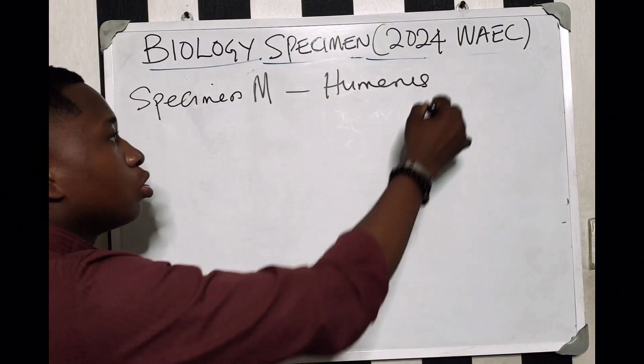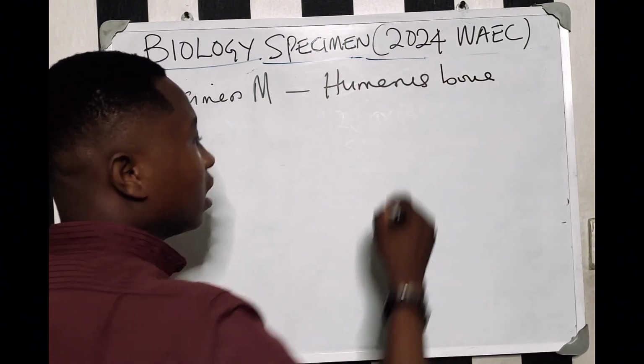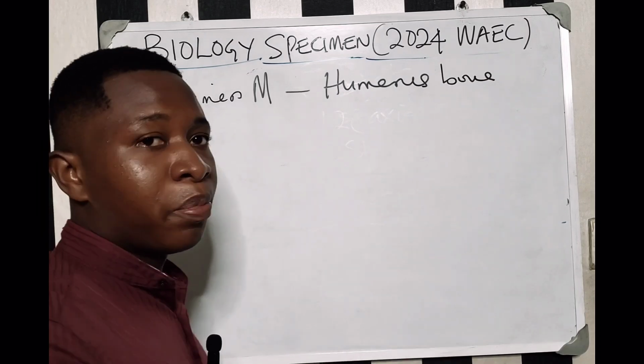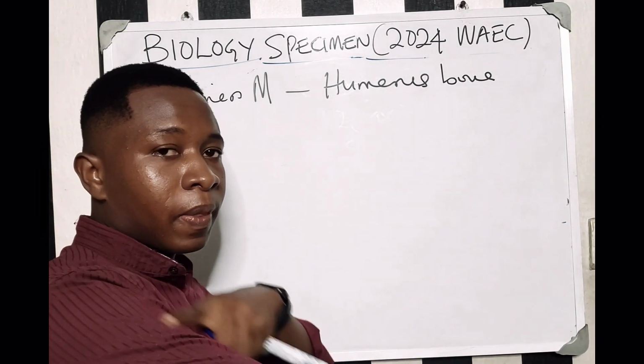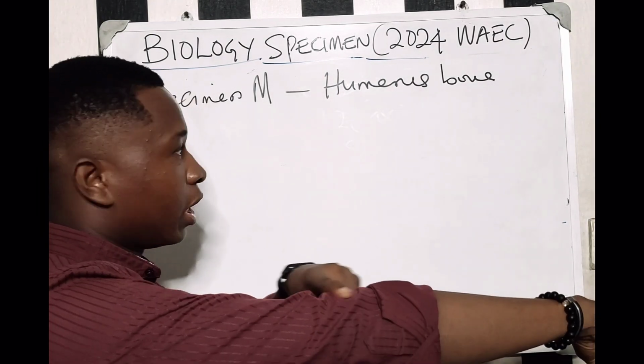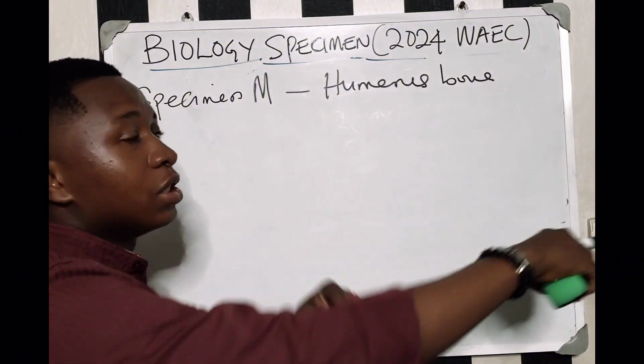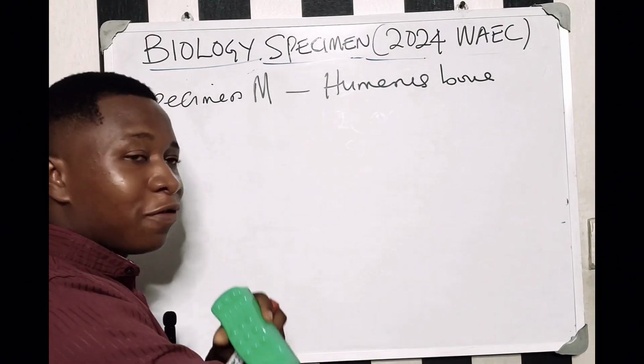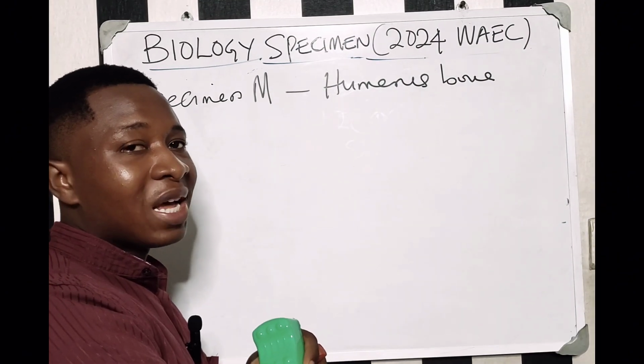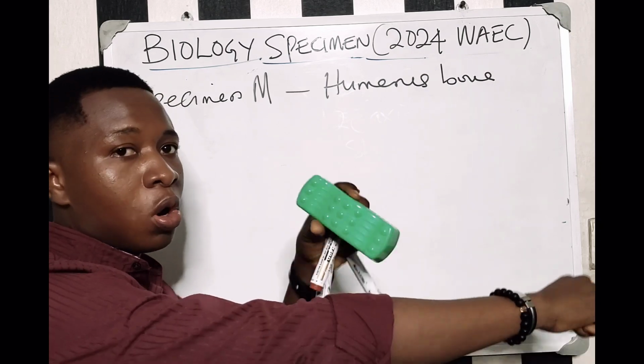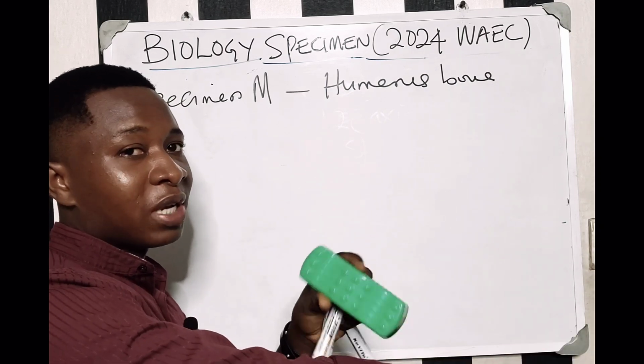Now the humerus bone is the bone of the arm, the upper arm. This bone here of the upper arm is known as the humerus. Now the bones that follow the humerus are known as the radius and ulna. The two other bones are these other parts known as the radius and ulna.